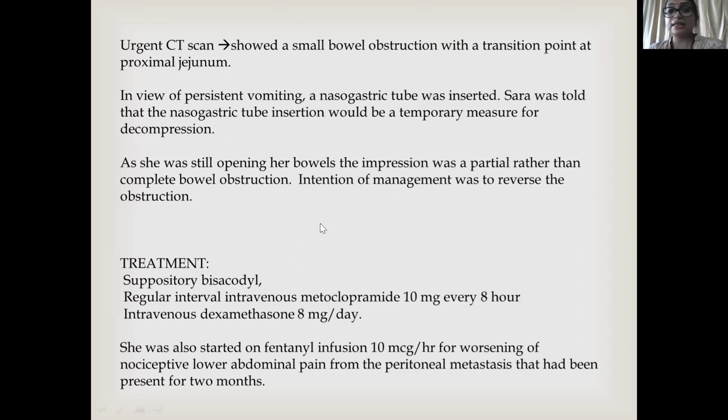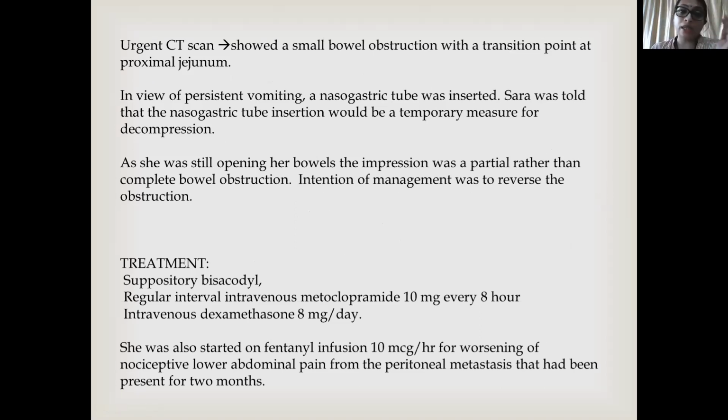An urgent CT is done. It shows a small bowel obstruction. See, they had to take a CT to understand that, but you didn't, right? So that's just great. In view of persistent vomiting, a nasogastric tube was inserted. Sarah was told that the nasogastric tube insertion would be a temporary measure for decompression. Okay, that's what they told her.